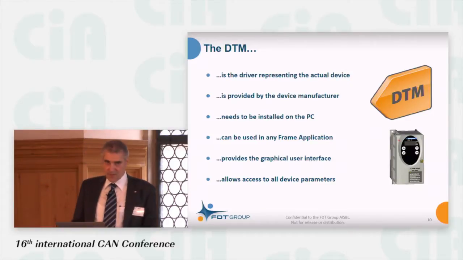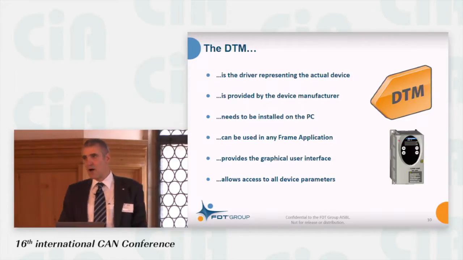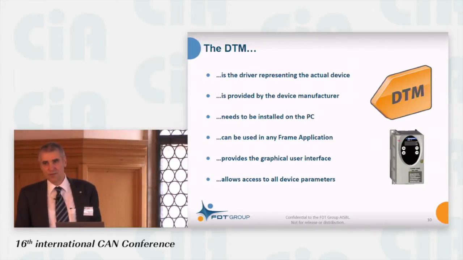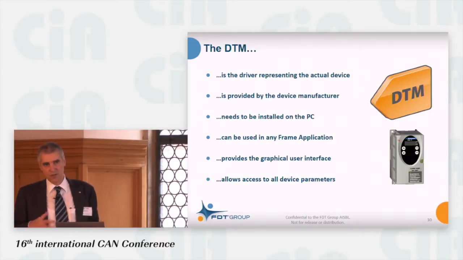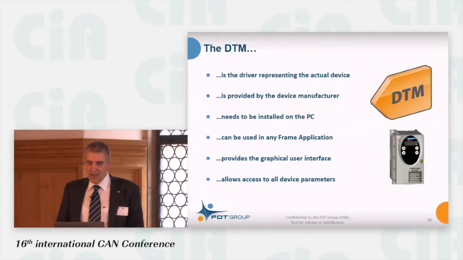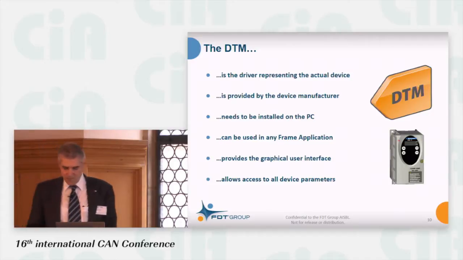It normally provides, of course, a graphical user interface. This is also up to the vendor of this device, how intensive, how big or small this graphical user interface is. For example, for devices which have many parameters and you want to do some diagnostics, companies offer, for example, an oscilloscope feature in the DTM where you can measure parameters in your device for diagnosis. And of course, you can then access all the device parameters with your DTM.